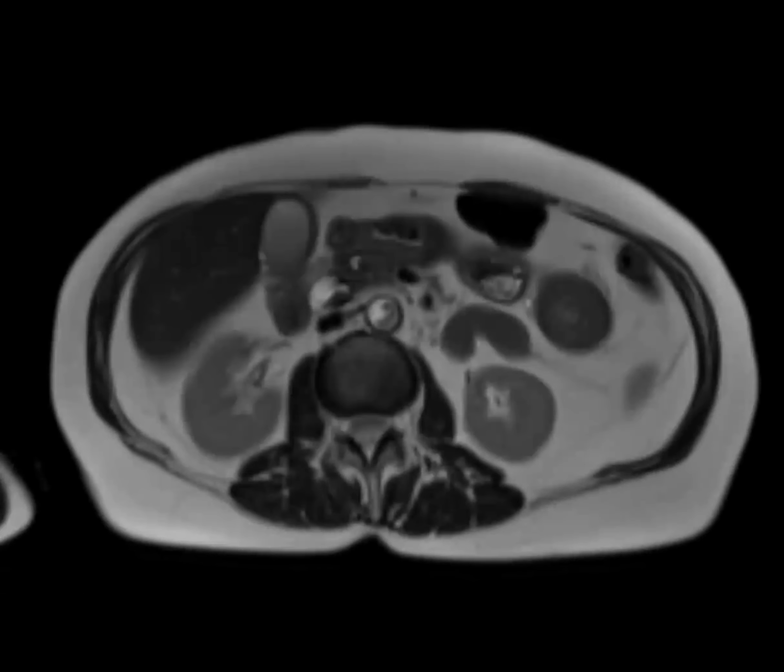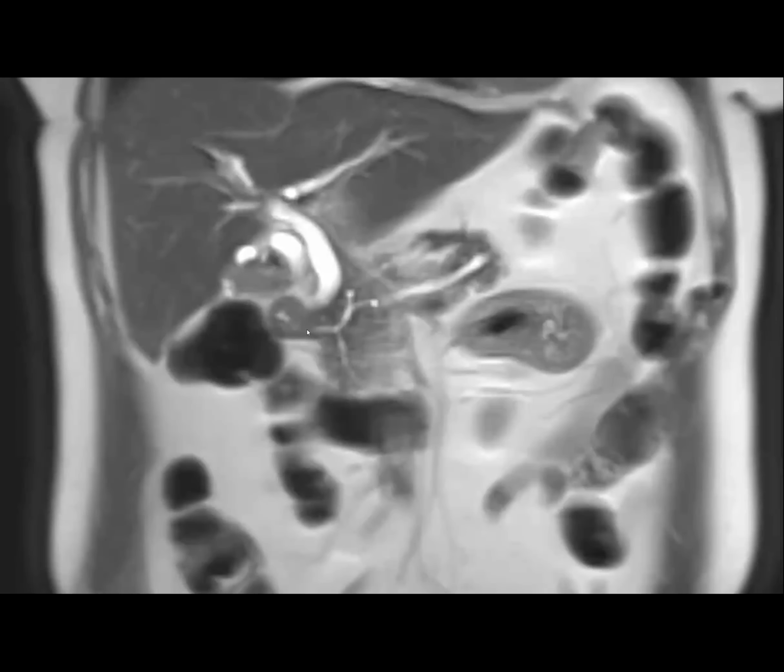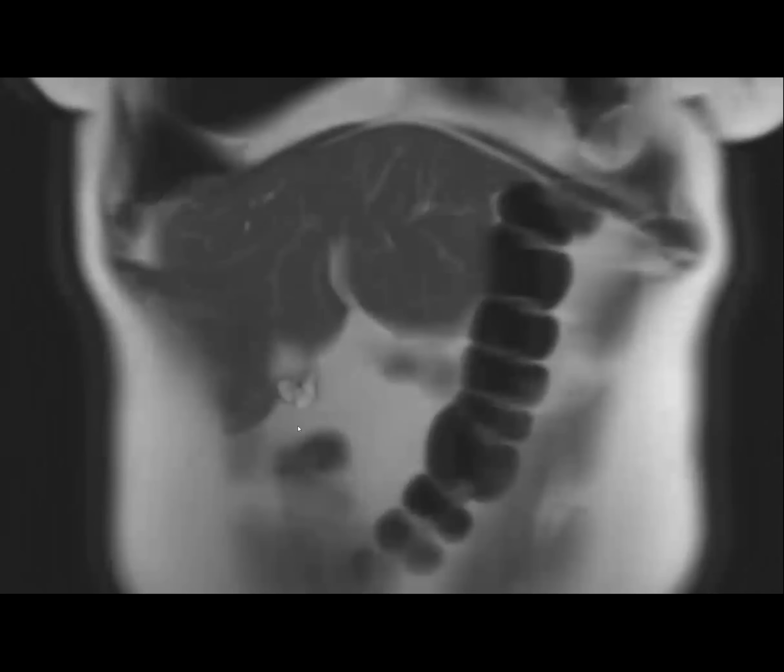I'll show you the coronal. This was an outside study with some limited images. This is the gallbladder fundus, and then the gallbladder, and then the proximal portion of the gallbladder. So it's almost like there's two different kinds of gallbladder and then something at the fundus. I'm going to say segmental adenomyomatosis.